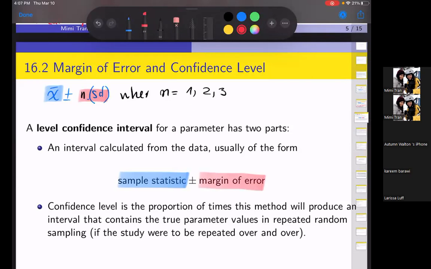Instead of just doing X bar, you add a little bit more, a little bit less to create a range. Wiggle room. I will explain about the confidence level later. This part right here, later.